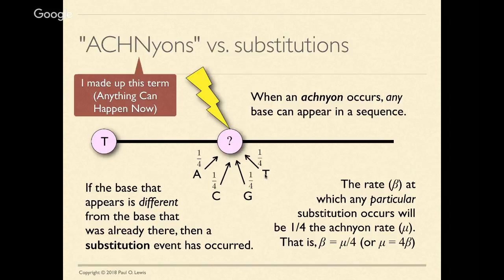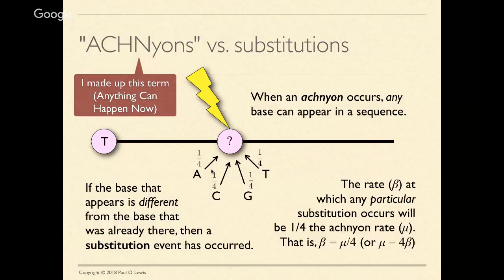So one of the great features of acneons is that their rate mu is directly related to the substitution rate beta. So the rate at which any particular kind of substitution occurs, for example, a substitution might be T to A, the rate at which that occurs is beta, and that's 1/4 of the rate at which acneons occur. So if you have 100 acneons, 25 of those, if you start with T each time, will be A.